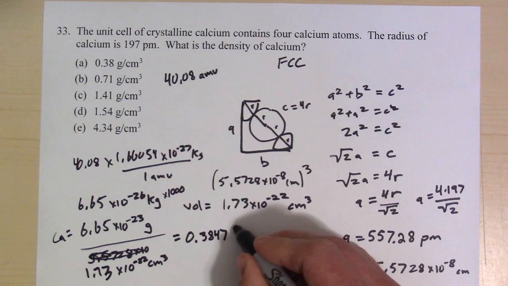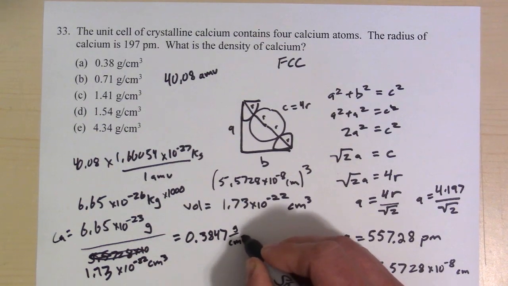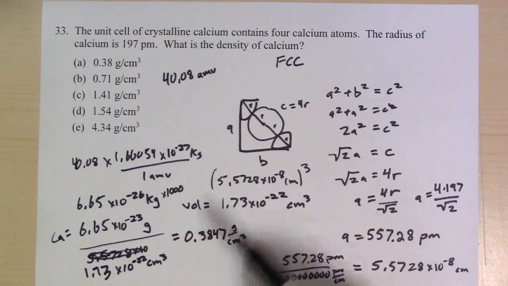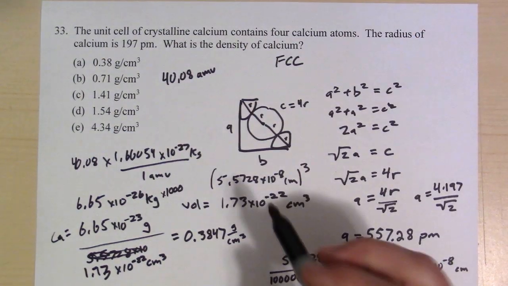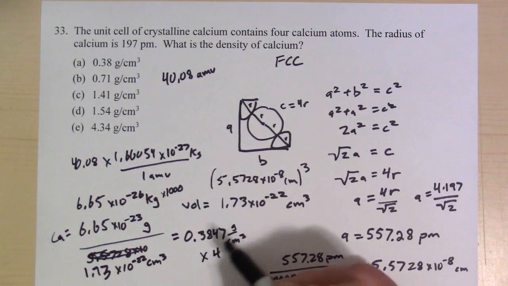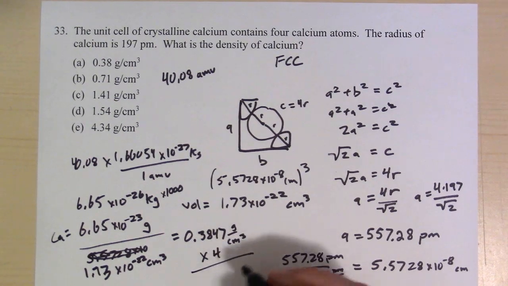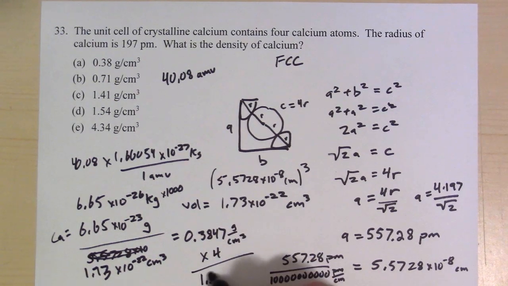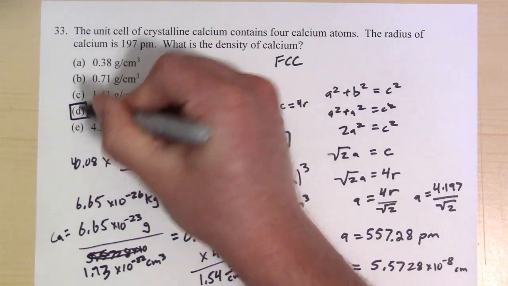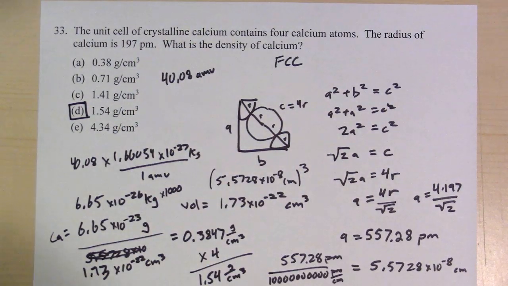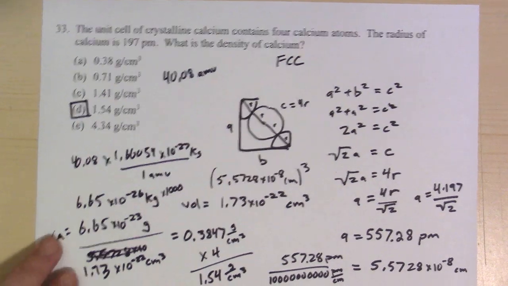0.3847 grams per cubic centimeter, which we see is answer choice A, but remember we need to multiply that by 4 because there are 4 calcium atoms, so that gives us 1.54 grams per cubic centimeter, which matches with choice D here. So D, 1.54 grams per cubic centimeter, is the correct answer for 33.